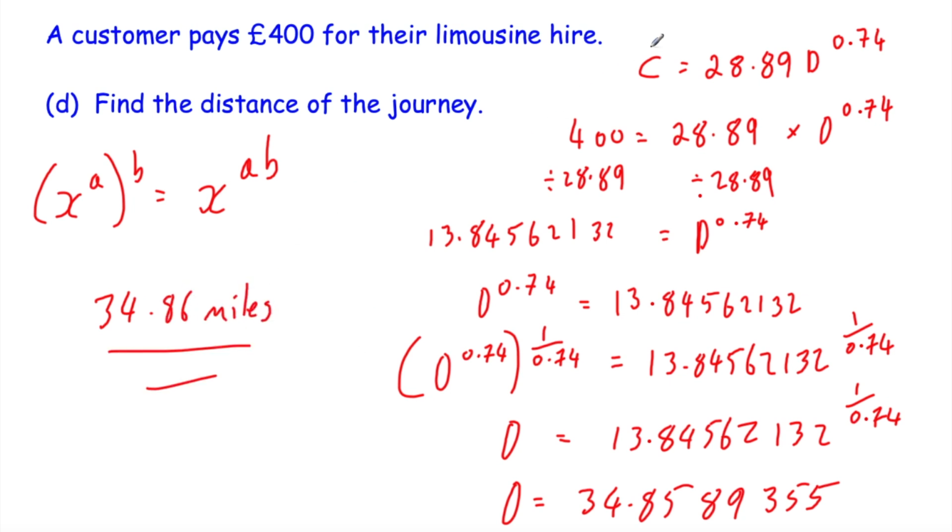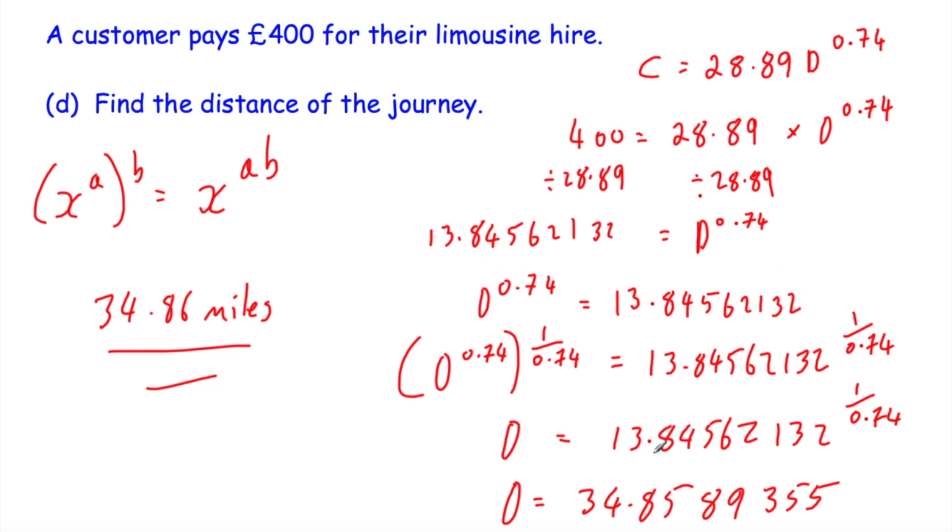And that's it. So in this question, we wrote down the relationship that C was equal to 28.89 times D to the power of 0.74. We substituted in 400 for the cost, C, and we got that 400 was equal to 28.89 multiplied by D to the power of 0.74. We divided both sides of the equation by 28.89, and we got that D to the power of 0.74 equals 13.84562132, and so on.